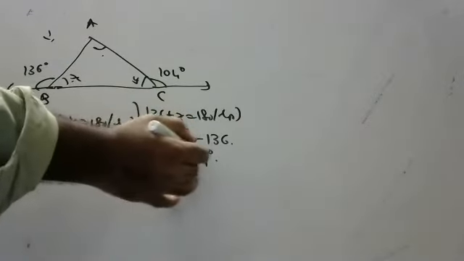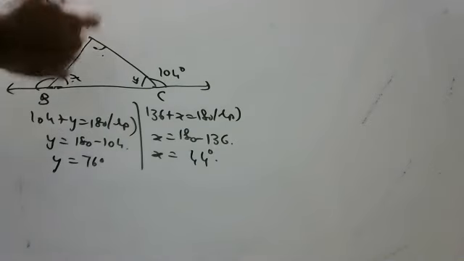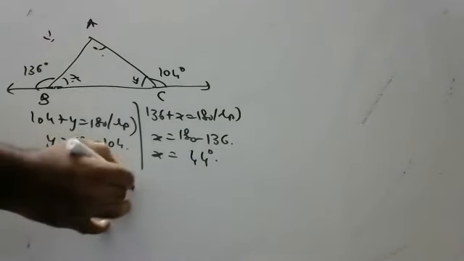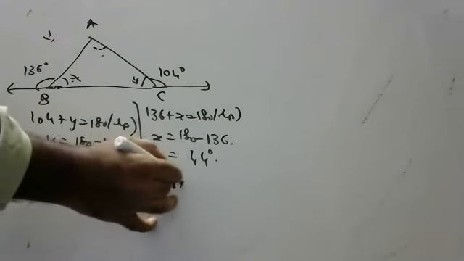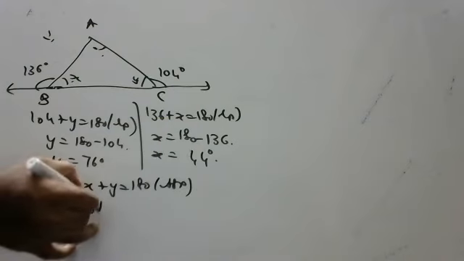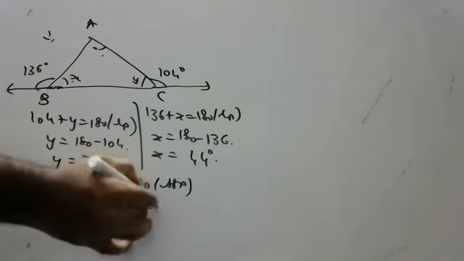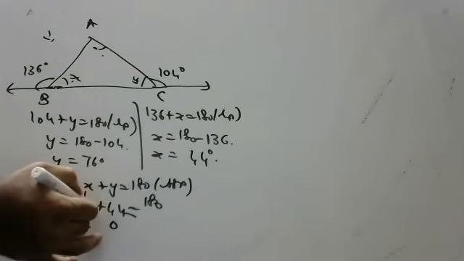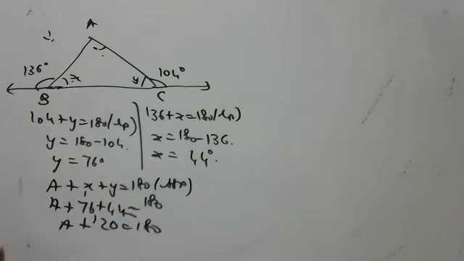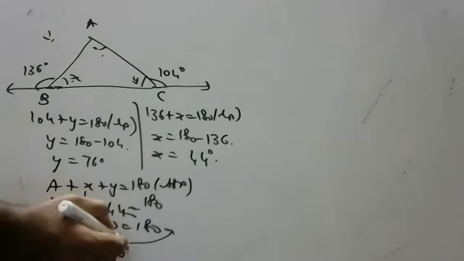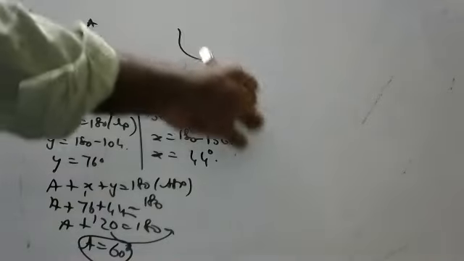Yes, 44. Now tell me angle A also. Angle y plus x plus A is equal to 180 degrees, angle sum property. 44 plus 76 plus A is equal to 180 degrees. A plus 120 is equal to 180 degrees. A is equal to 180 minus 120. A is equal to 60 degrees. Right, 60.